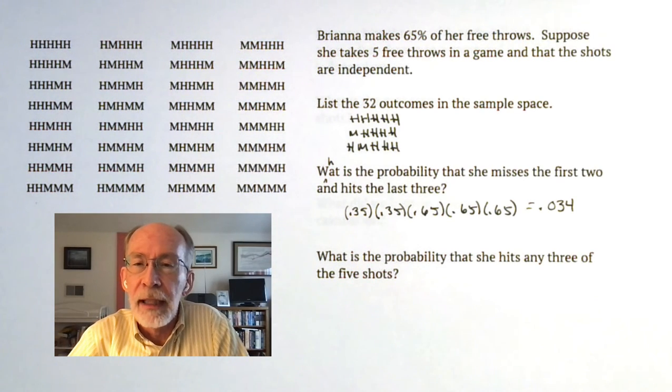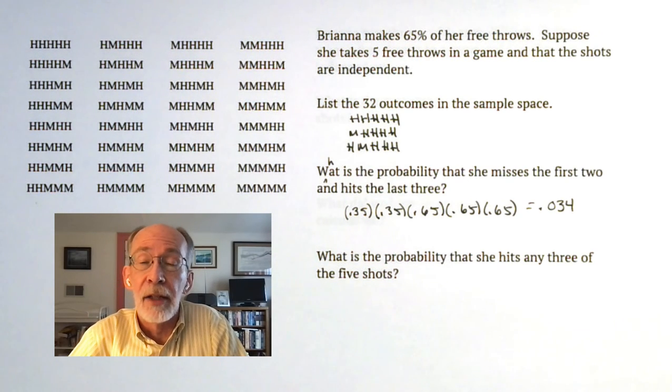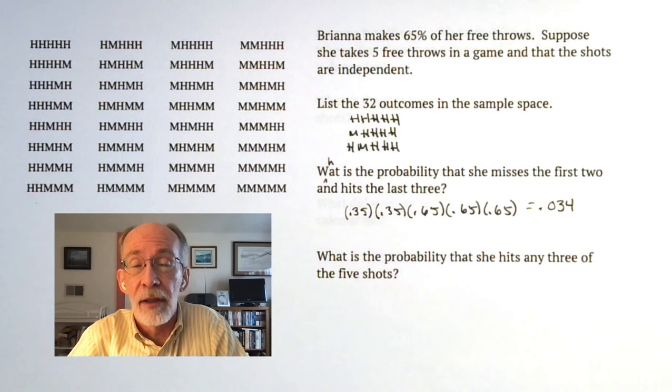So that's sort of a lead into the third question here, which is what's the probability that she hits any three of the five shots? In order to answer that, we need to know two things, one of which we have already, and that's the probability of any one of these outcomes.